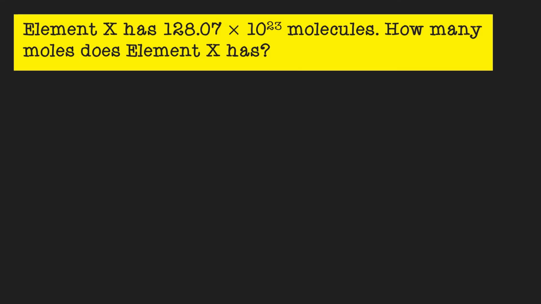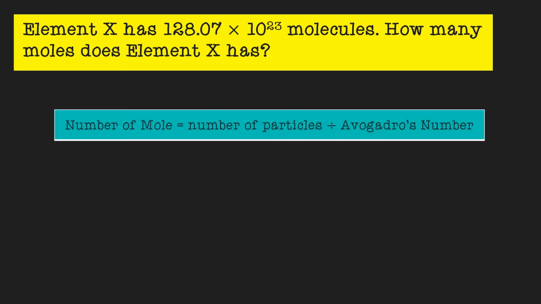Try this other example. Element X has 128.07 times 10 raised to 23 molecules. How many moles does element X have? To solve this problem, you can use this formula. Number of moles is equal to the number of particles divided by Avogadro's number.